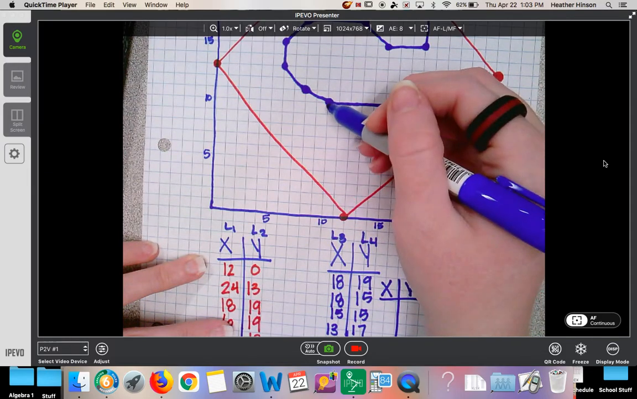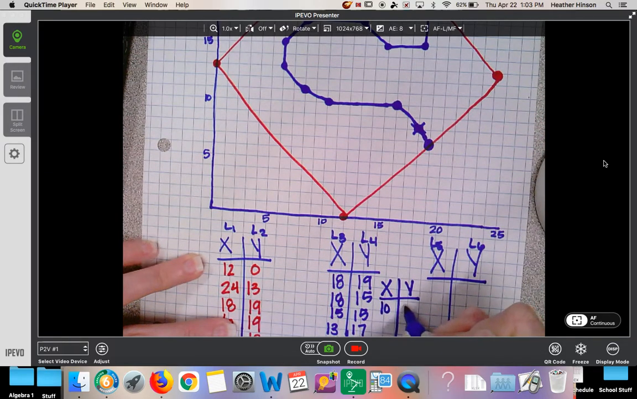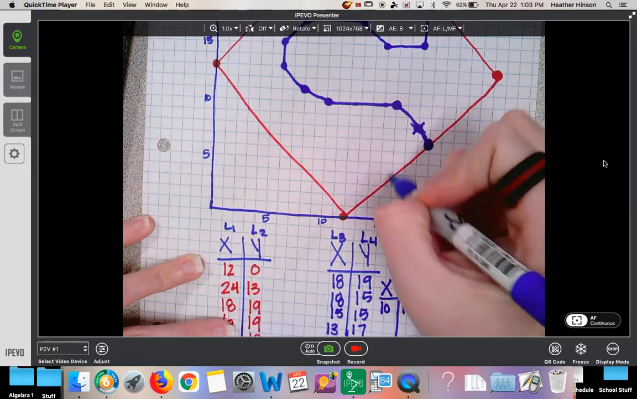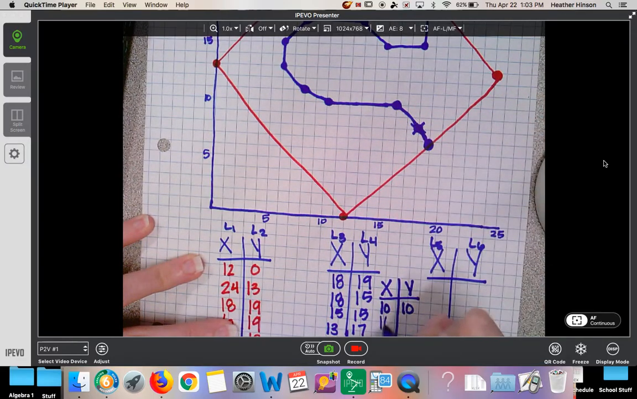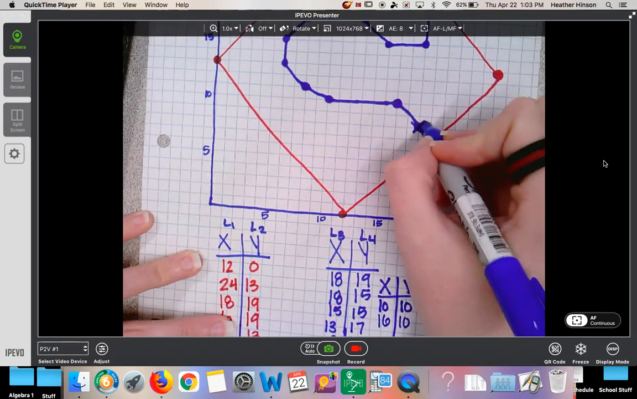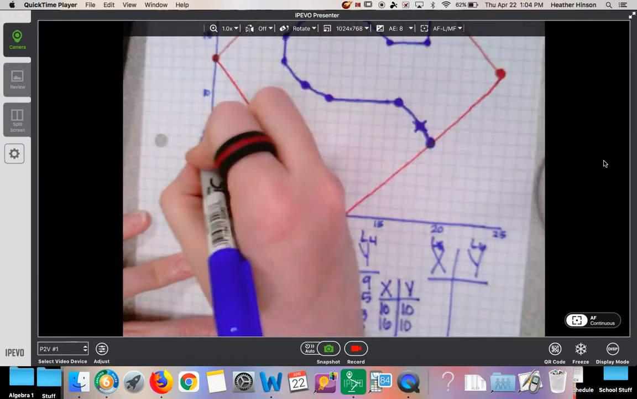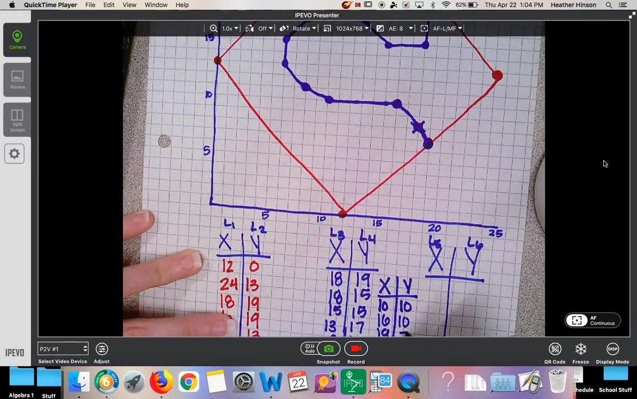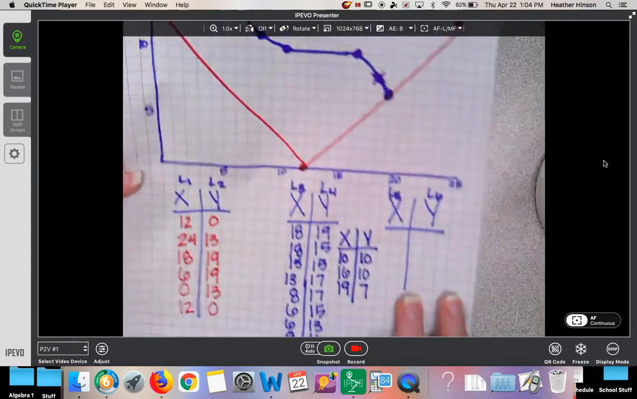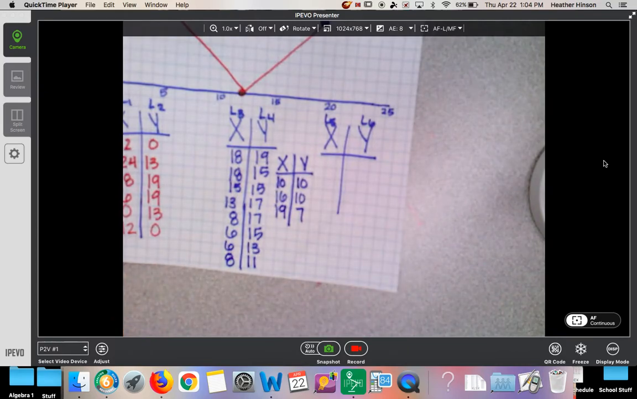So this one is 10, 10. Just follow it around. 16, 10. And remember I scratched that one out. So I'm going to go here. That is 19, 7. So that's going to be the next part of my S emblem.